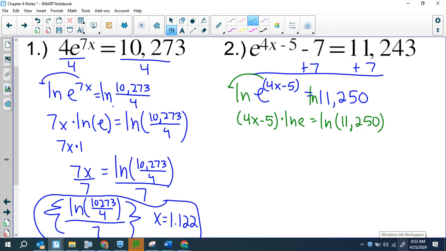Also in the book, they don't have those parentheses around. I think it's always a good idea to put parentheses around what you're taking the log or the natural log of. Remember, ln of e is equal to 1. So we are left with just 4x minus 5 here.